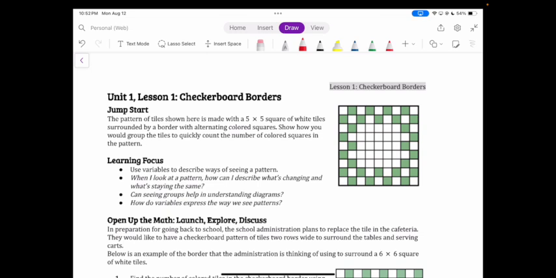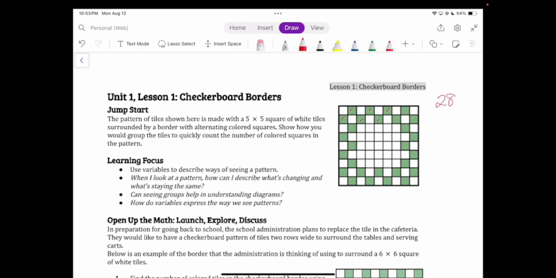So in the jump start, we looked at this tile as if it was tile on the floor. And the question was very simple. How many green tiles are there? Now, if we count them one at a time, 1, 2, 3, 4, 5, 6, etc., we're going to find that there are 28 tiles.